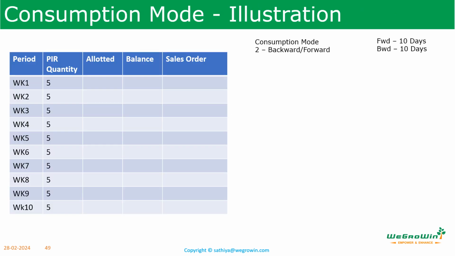Right, now let us see the example. Let us take one material which has consumption mode 2, that is backward and forward, and which is maintained with a backward consumption period of 10 days and a forward period of 10 days, right? This is the plan for each week. Now 10 weeks of plans are maintained, 5 numbers per week. Now we are in week 4, and we are getting an order for week 4 as the requested date.